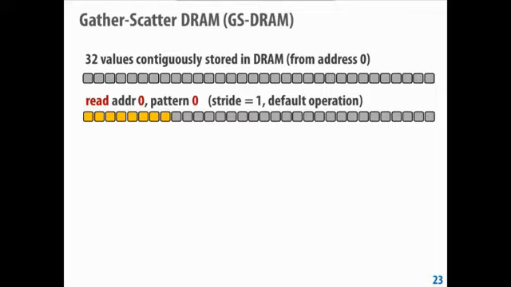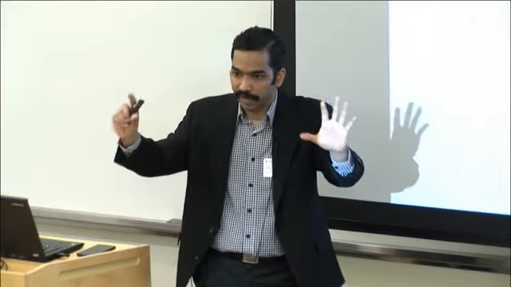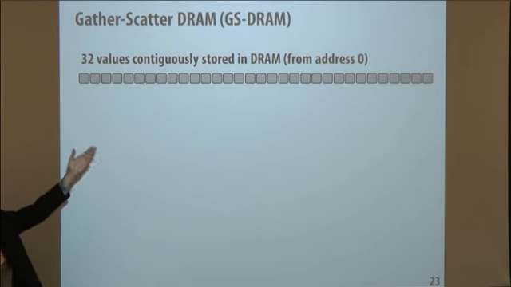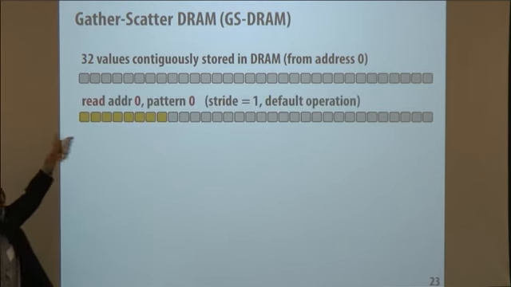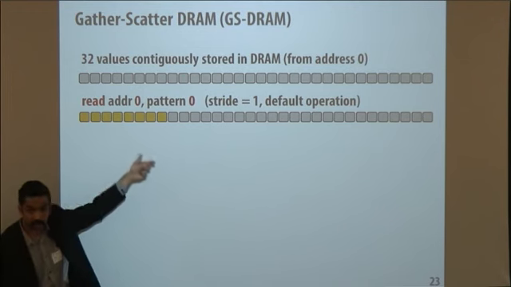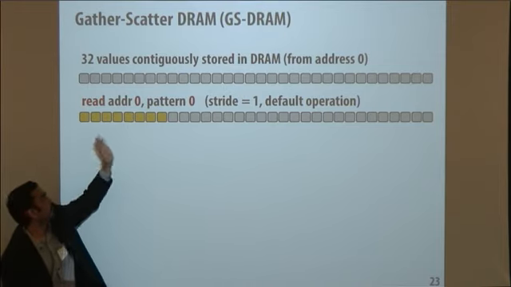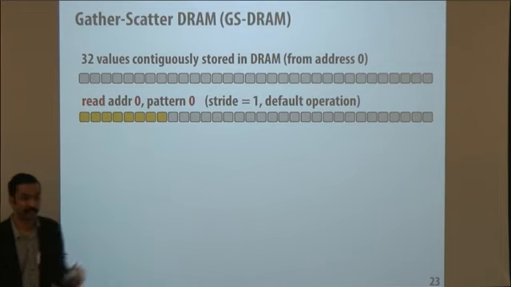I'll quickly jump straight into the effect of putting these two components together. There is only one layout of data in memory after the shuffling scheme. In this slide, I'm showing the first 32 values contiguously stored in DRAM starting from address 0. If the memory controller issues a read with address 0 and pattern 0, it gets a cache line that contains the first 8 values. This is what happens in existing systems: you get contiguous cache lines. You access address 0, you get the first 8 values. You access address 1, you get the next 8 values.